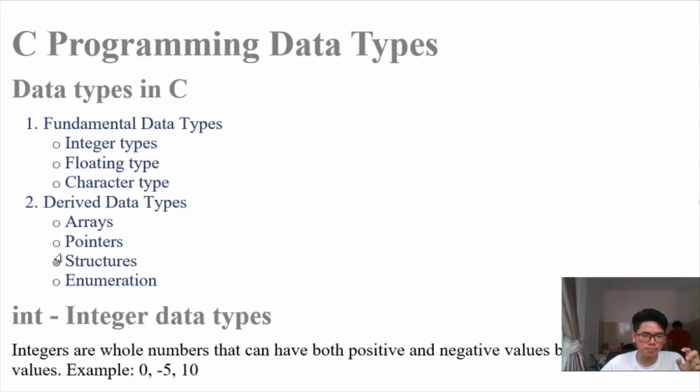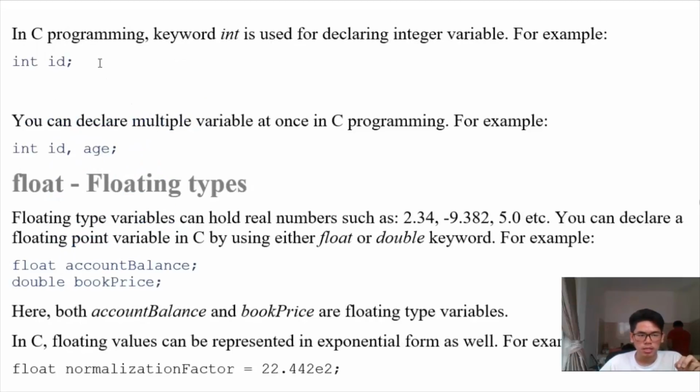In C programming, the keyword int is used for declaring an integer variable. For example, the variable id here is of type int, which is integer. You can also declare multiple variables at once in C programming by using a comma to separate them. So right here you have two variables, id and age, which are of integer type.